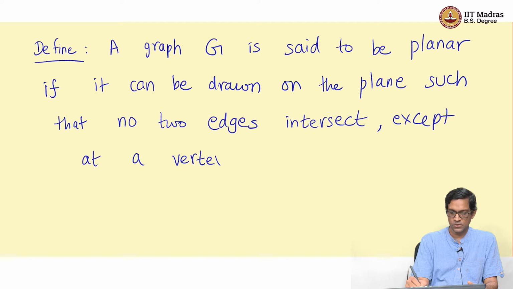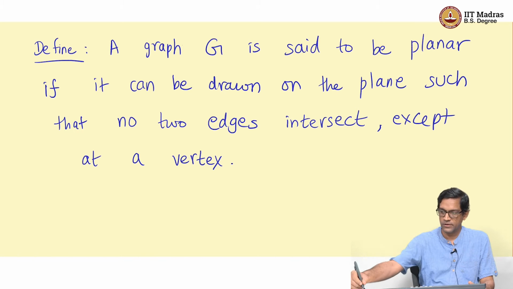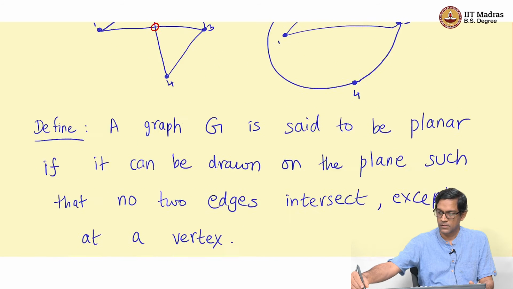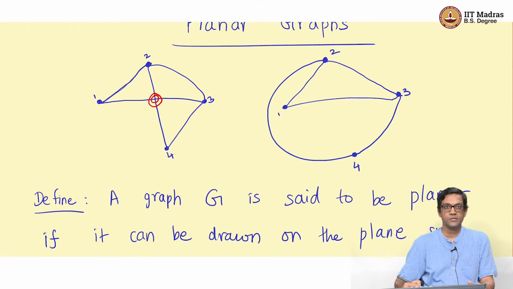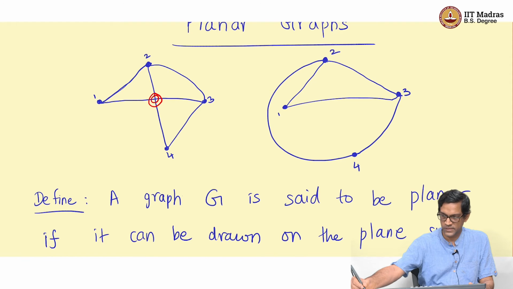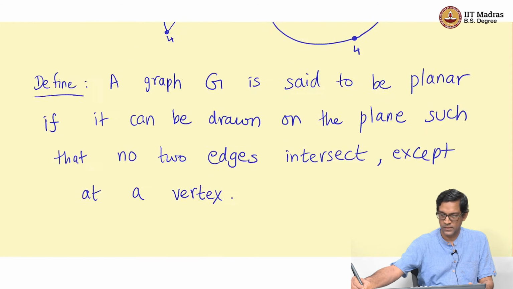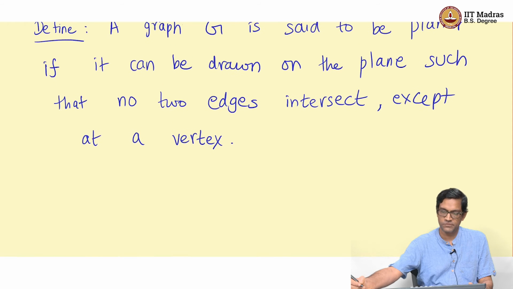Okay, so these sort of extra intersections that we saw in this case, this additional intersection that was actually not a vertex but just something which happened because of the way we drew the edges, that sort of thing does not happen. Okay, meaning it is possible to draw the graph in such a way that that does not happen. That's the exact definition.